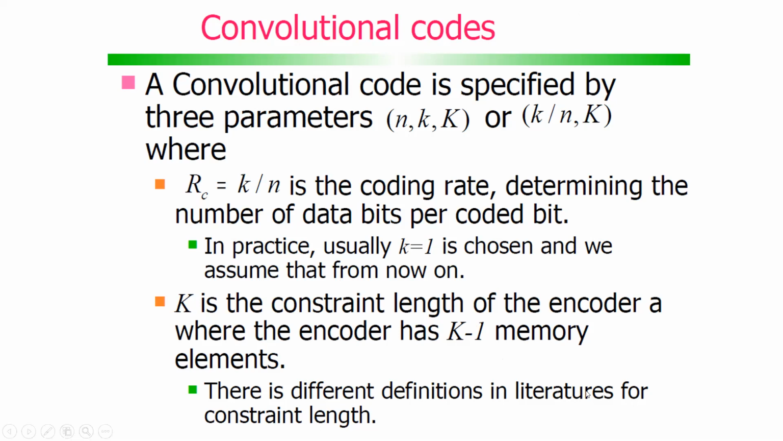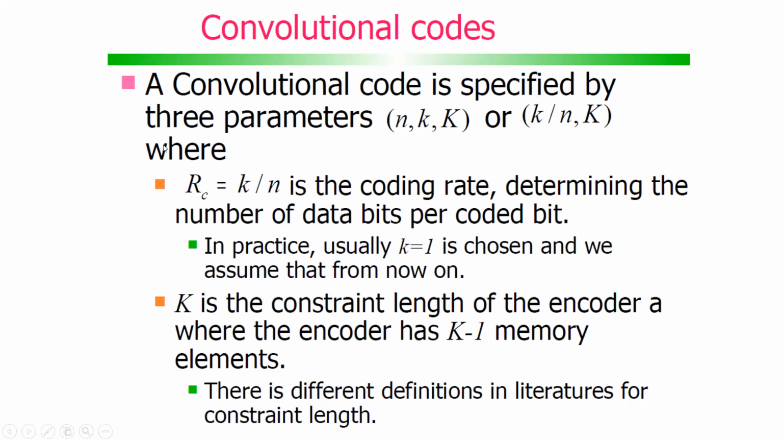In books, there are different definitions in the literature for constraint length, but we will stick to capital K as the number of memory elements plus 1. I am following linear block codes and convolutional codes from the book authored by Bernard Sklar, Digital Communications, right? I have already sent the book.